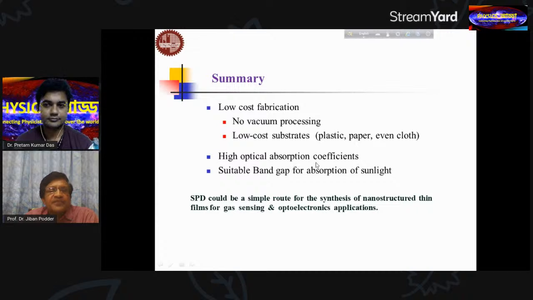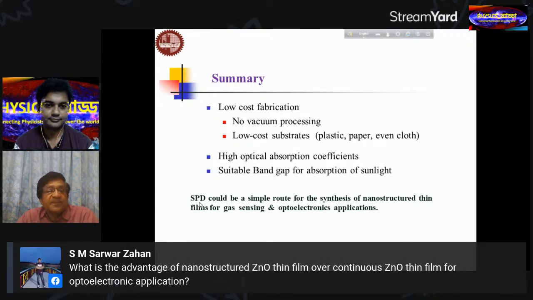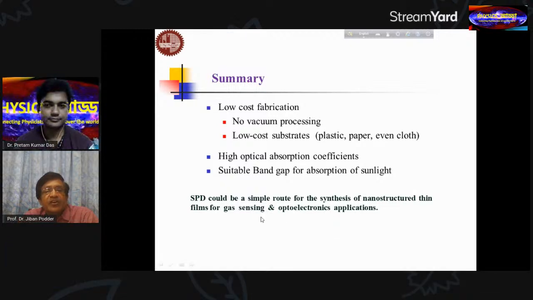High optical absorption coefficient, suitable band gap for absorption of sunlight. And finally, I would say that the SPD could be a simple route for the synthesis of nanostructures and thin films for gas sensing and optoelectronic applications. Here, the title was metal oxide thin films: the state of the art and approaches.